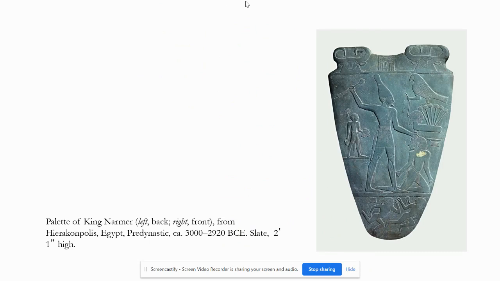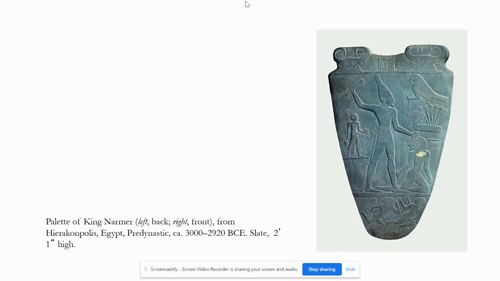All right, so here we have the Palette of King Narmer, right? And this is one of the most iconic pieces of art of ancient Egypt. I know you're thinking the pyramids, but no, it is the Palette of Narmer. And the reason for this is because it is setting the rule book for what art will be in terms of showing the human body in ancient Egypt.